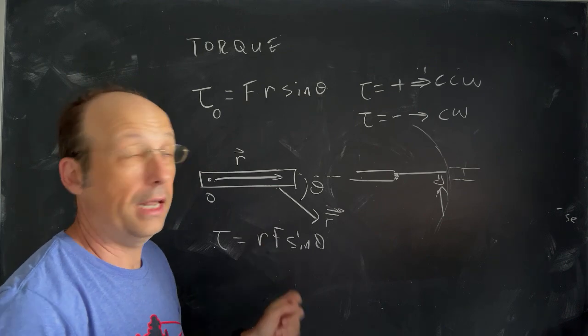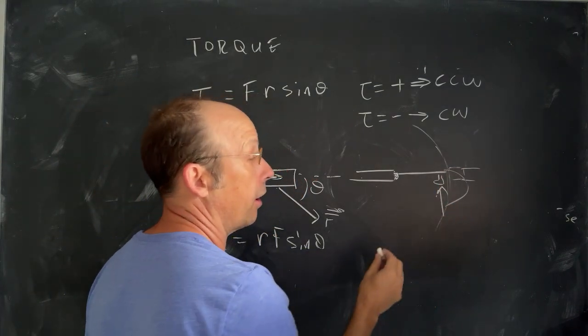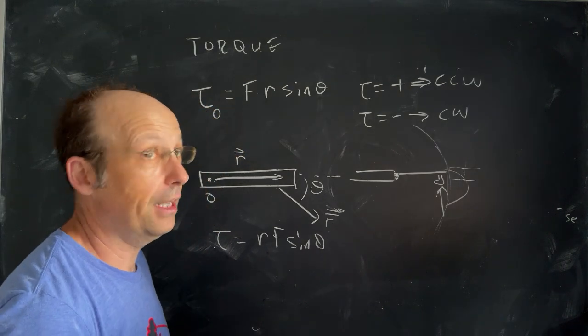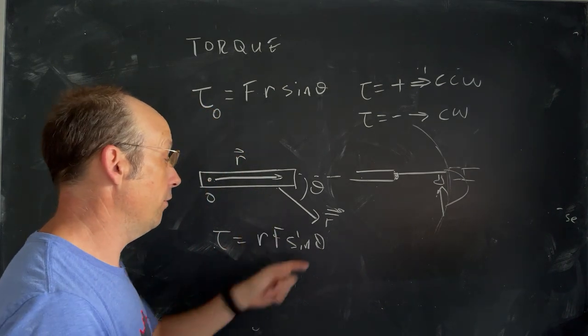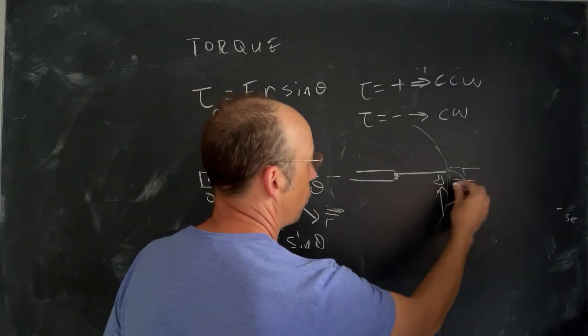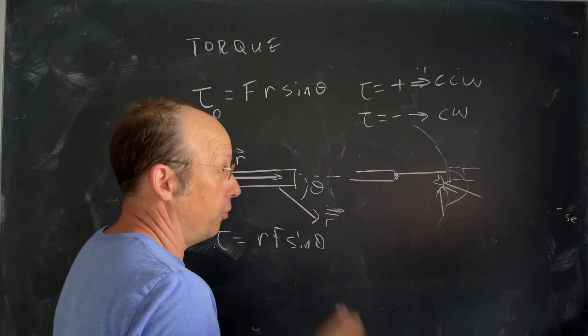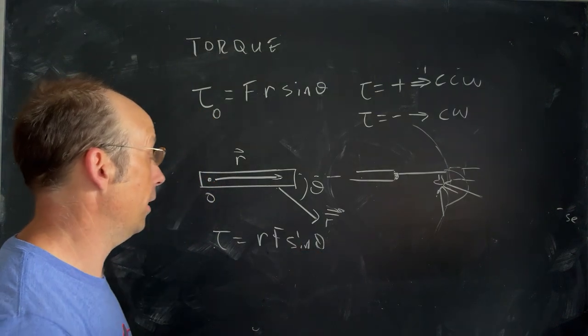the value of R. You could also notice right here that the angle between R and F is 90 degrees, and the sine of 90 is 1. So that's really good. If I push on the door handle like that, I'm going to decrease the torque because I'm not pushing at the best angle. I'm not pushing at a perpendicular angle.